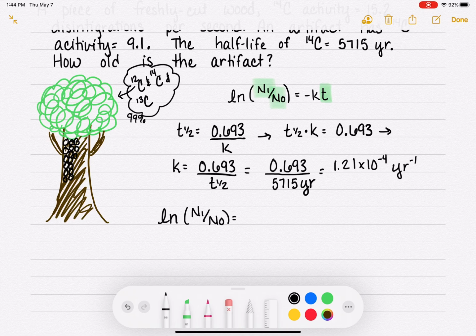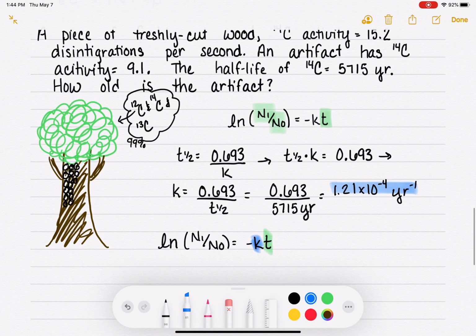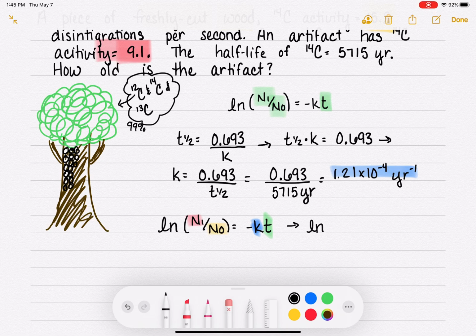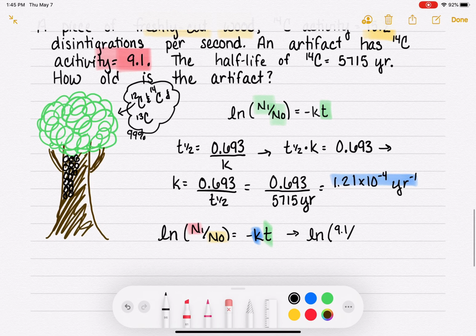Now that we know K, let's bring back this natural log equation: ln(N1/N0) equals negative kt. Again, t is what we're trying to figure out. We know the value of the rate constant. The way that we're going to measure N1 and N0 is with the disintegrations, or the activity. At initial, N0, immediately after it died, a freshly cut piece of wood, is 15.2. And N1, at the time that we're trying to figure out, is 9.1 disintegrations for our current artifact. So we're going to plug in 9.1 for N1 and 15.2 for N0, and our rate constant, 1.21 times 10 to the minus 4 inverse years, and solve for time t.